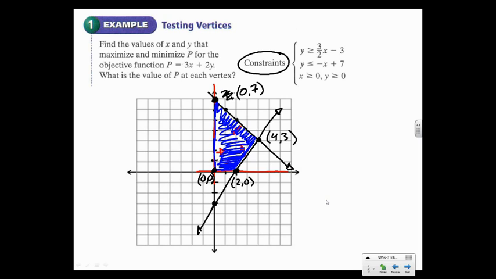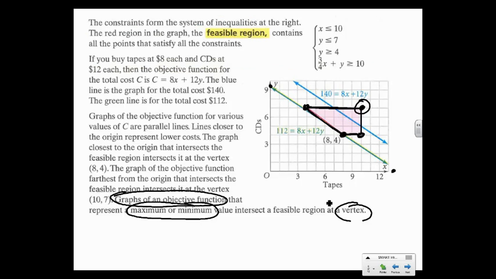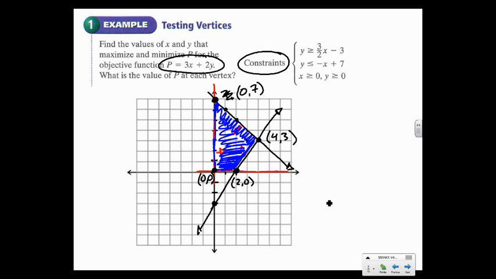So what is the value of p? All right, so p, they give us an equation, right? So if we back it up, this is our objective function. They give us some objective function, 3x plus 2y. So we need to plug that in at each point. So this would be 3 times 0 plus 2 times 7. And so that would give me 14.